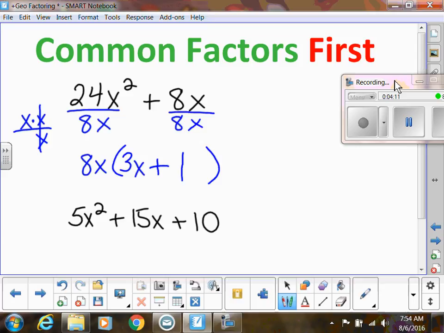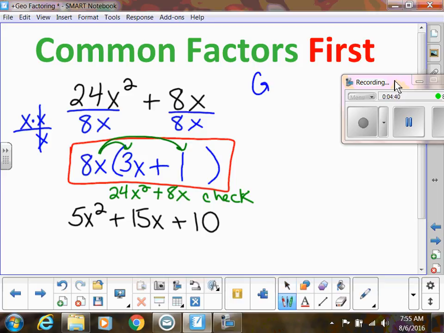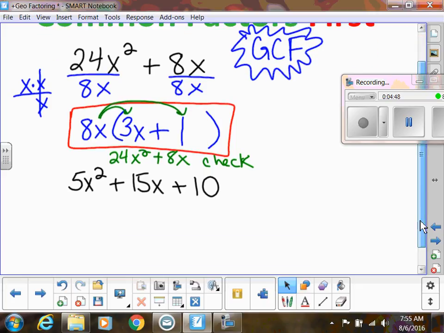And then you can always double check yourself. This is what I would have as my answer to my factoring problem, and I could check it by distributing. If I check this, yes, it's 24x squared plus 8x. That's what I started with. So that's how we do greatest common factors. I call that GCF. So if I ever say, what's your GCF, or did you look for GCF, that's what I mean. Okay, let's do another one.